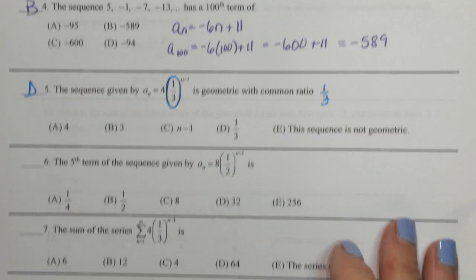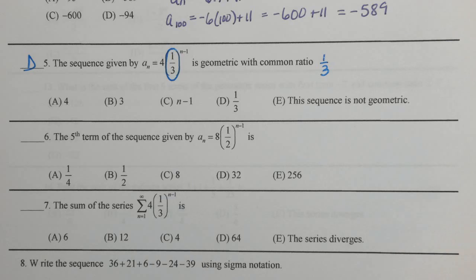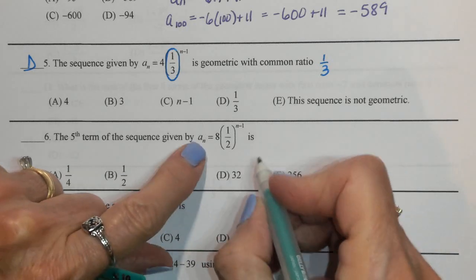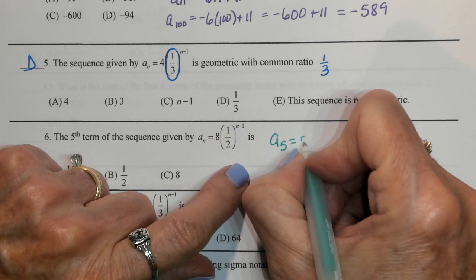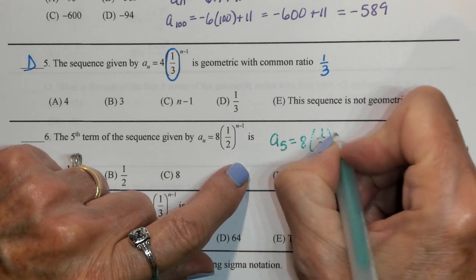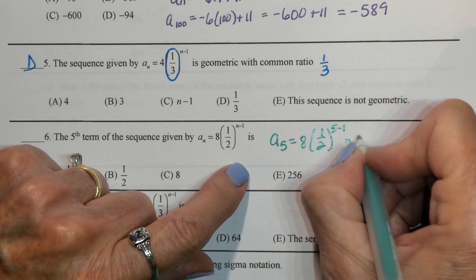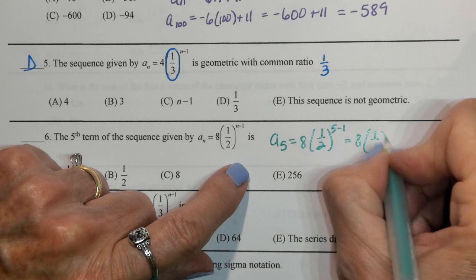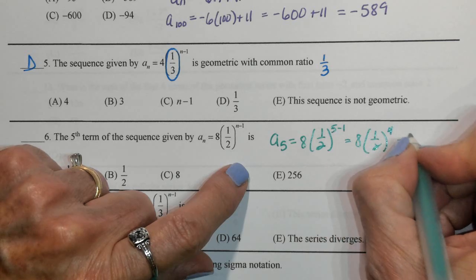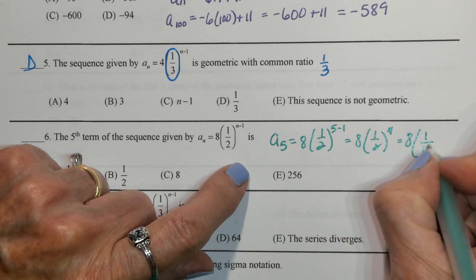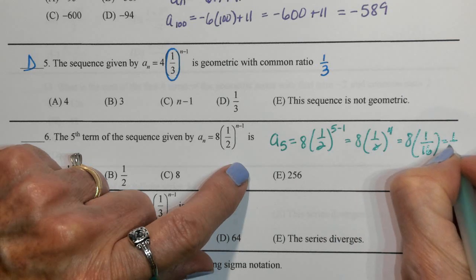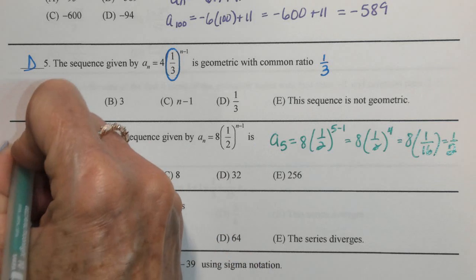Easy peasy. Alright, the 5th term of this sequence is what? What is the 5th term? Well, all I have to do is plug in 5 for n. So wherever there's an n, I'm going to plug in 5. So we'll have 8 times 1/2 to the 4th, which is 8 times 1 to the 4th over 2 to the 4th. So that is 1/2, B.